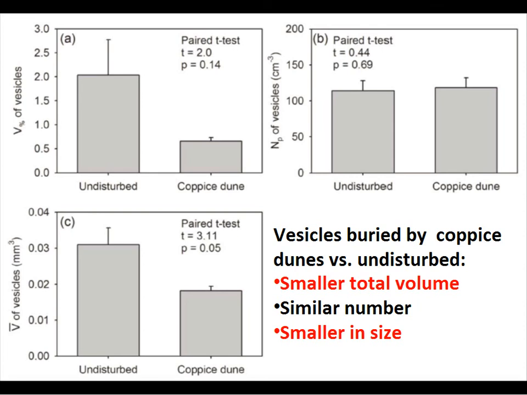And data from the CT scan. Again, this is the data just for the vesicles, so these are the rounded pores. The vesicles beneath the coppice dunes were smaller in total volume. They were similar in number, but they were smaller in size. So what we're seeing is a collapse of the large vesicular pores to form smaller vesicular pores.